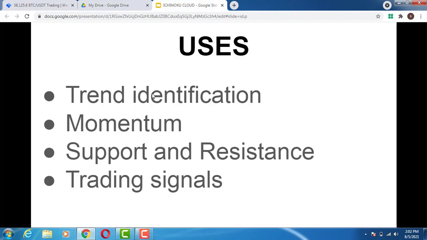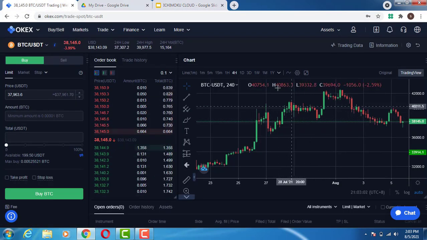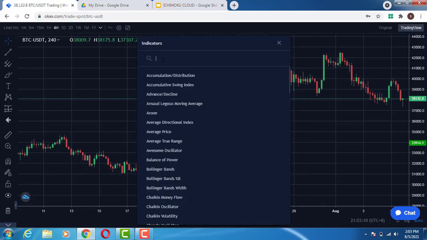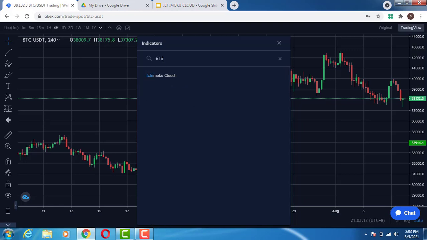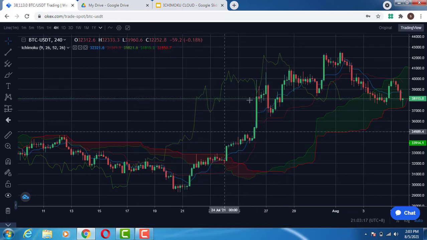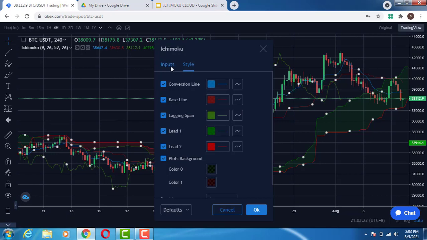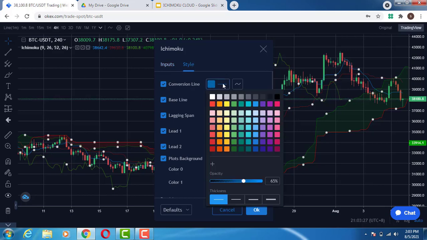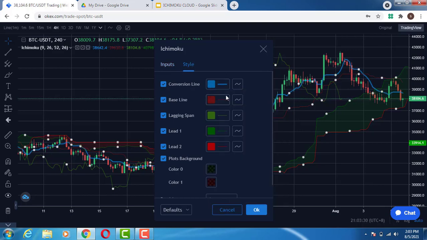I'm going to explain what this indicator is all about and how to use it perfectly. So right here on OKX, I will simply put my chart on full screen, and then I will go to this area, indicator, and search for the Ichimoku Cloud indicator. I will put it on my chart, and if you look at it, it's not that visible, so I will increase the visibility of this indicator. The input here should remain the same for this strategy.